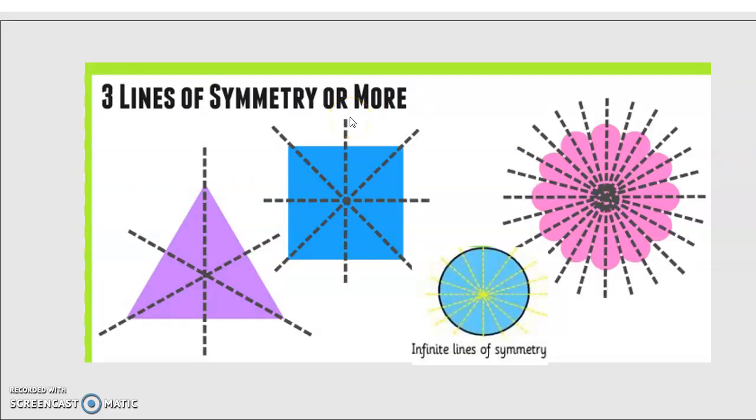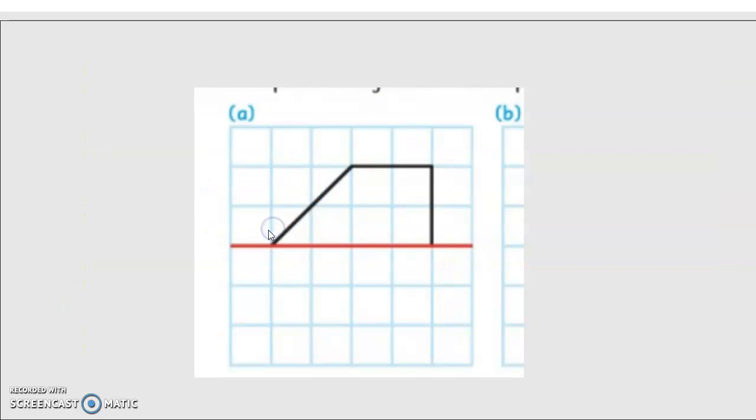Now, you can see here we have a few shapes that have at least 3 lines of symmetry, some of them have more. So this is our equilateral triangle. We remember that our equilateral triangle has the lengths of all 3 sides the exact same. And I could fold my equilateral triangle in 3 different places and both sides would be the same. So if I fold along here, it would be the same, along here would be the same, and along here.